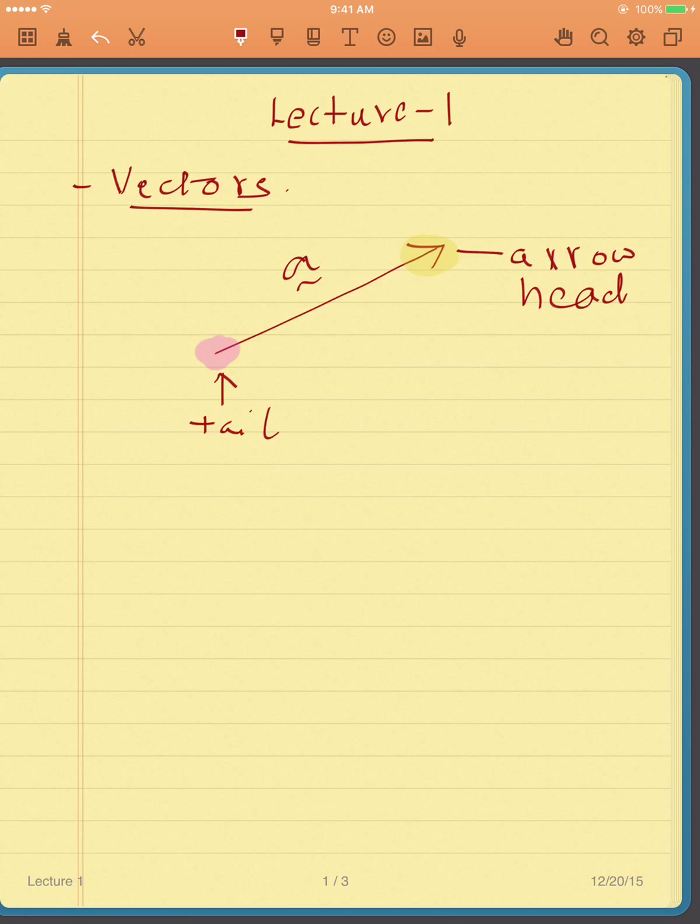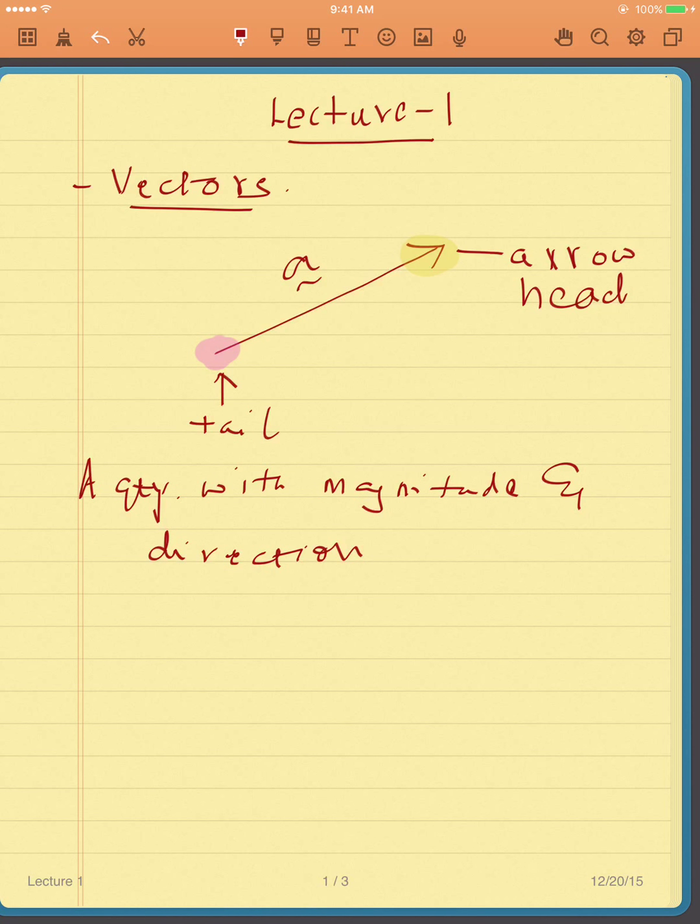So let's remind ourselves that a vector is a quantity, QTY over here means quantity, with magnitude and direction. So a vector is a quantity with magnitude and direction, and we can see that this vector A has a certain length, which is its magnitude, in a certain direction. So that basically covers what the definition of a vector is with that image.